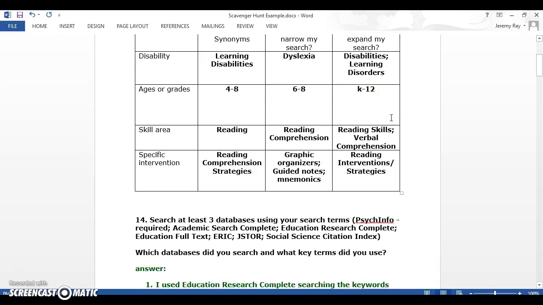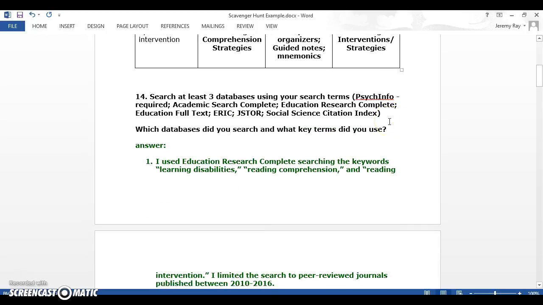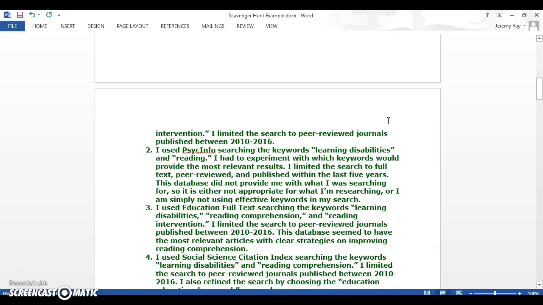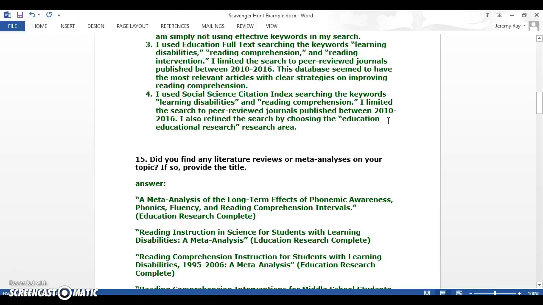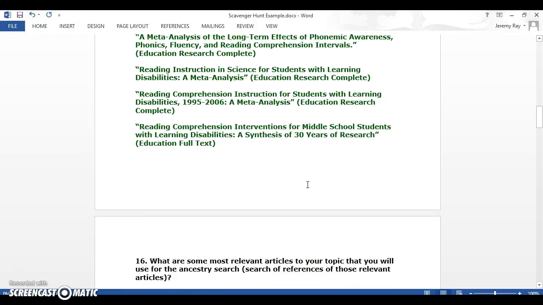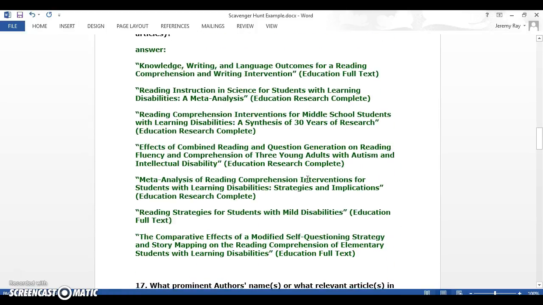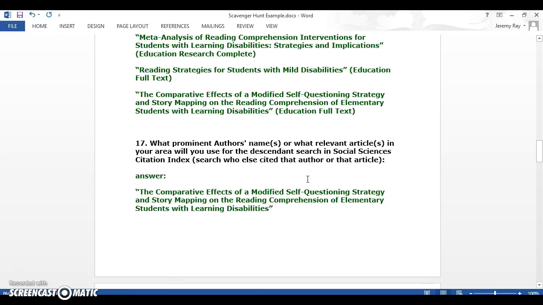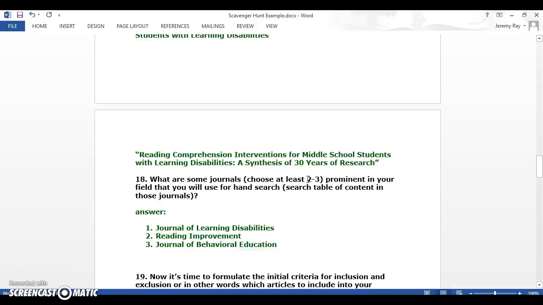The other parts of this example that I'm posting go over a sample response of articles that were found by a student in terms of literature reviews, meta-analyses, descendant searches, hand searches, and also ancestry searches. So some examples there of what people have found. So as you scroll down, you should see what a sample person found on their particular topic. Okay.